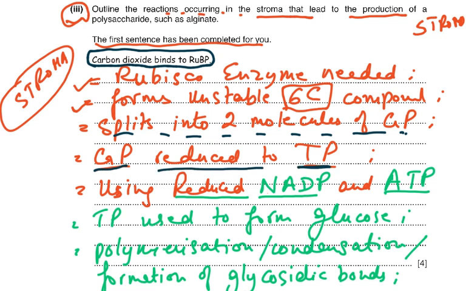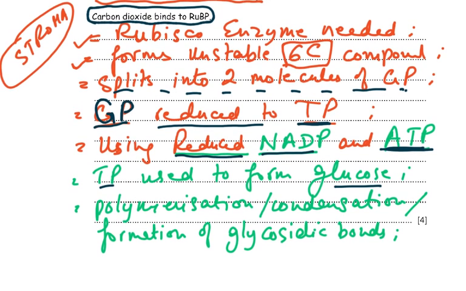Now we can write these; these are the standard abbreviations which are acceptable in the Cambridge mark schemes. Now, GP is reduced to TP. Why? Because it uses reduced NADP and ATP. Then TP is used to form glucose. Then the glucose molecules are put together by either polymerization or condensation, going to the formation of glycosidic bonds, and we're going to get all the different polymers from this. So ATP is used to form glucose, and the glucose is then used to make starch or anything else which the plant needs.